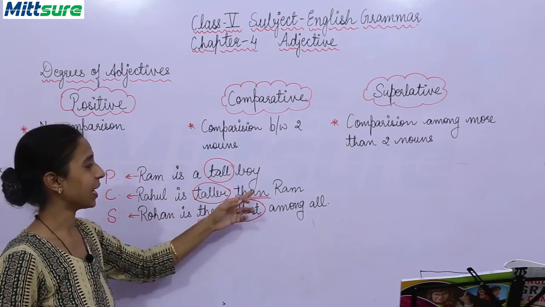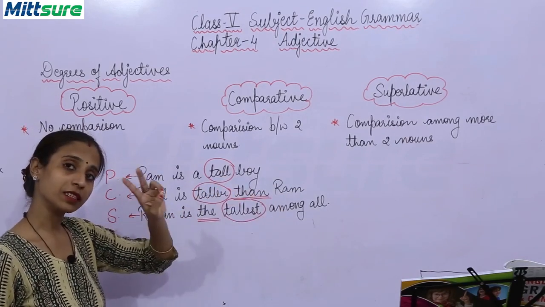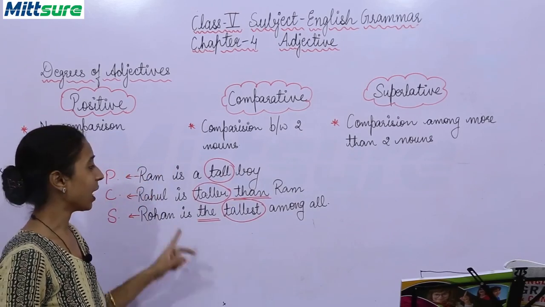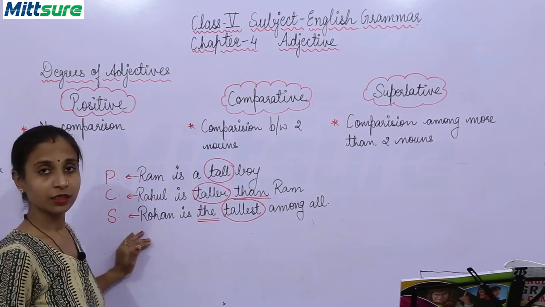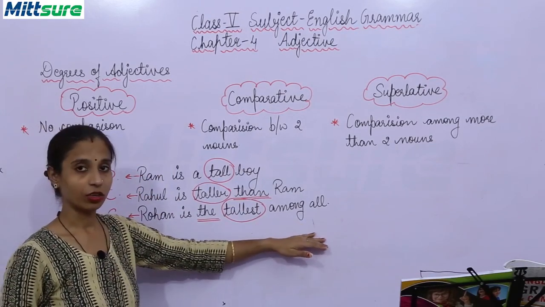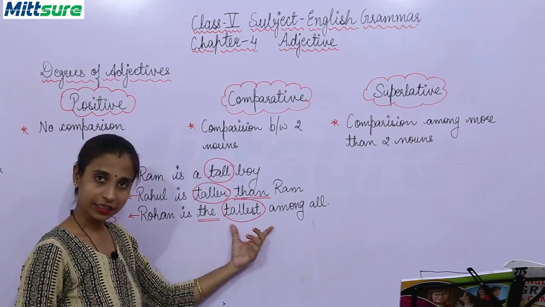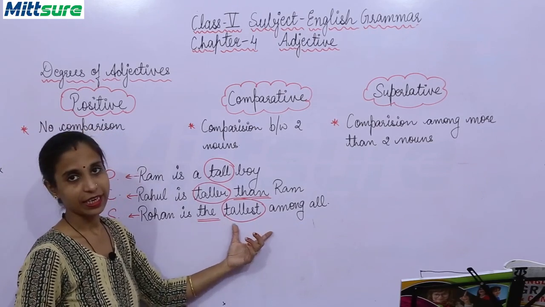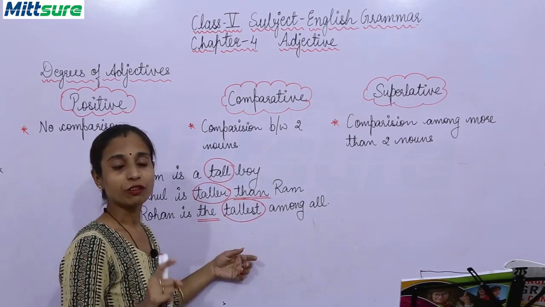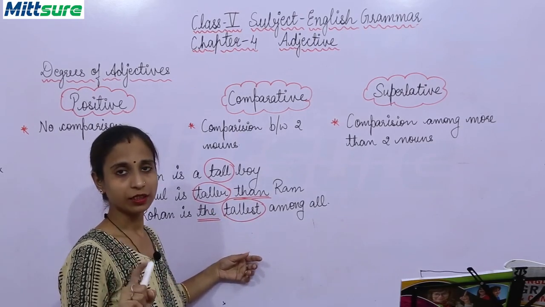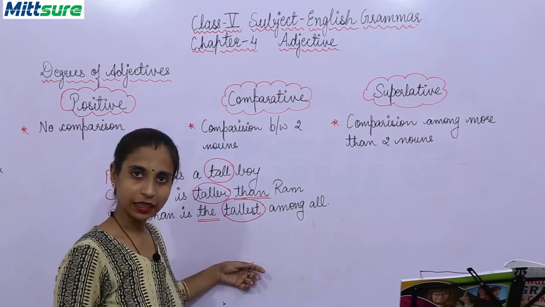Rahul is taller than Ram. When we use the word "than", we can come to know that a comparison between two nouns has been done, and it is the case of the comparative degree. Third, Rohan is the tallest among all. If "the" is used before the adjective, then we can say that it is the superlative degree, as only in front of superlative degrees we use the article "the". All right, clear to you all?